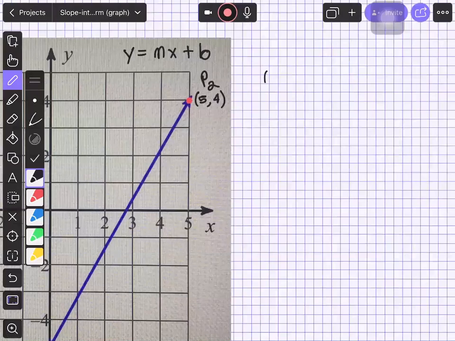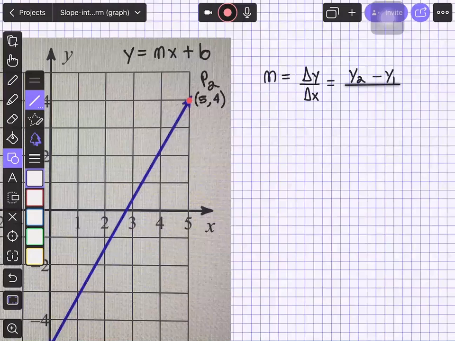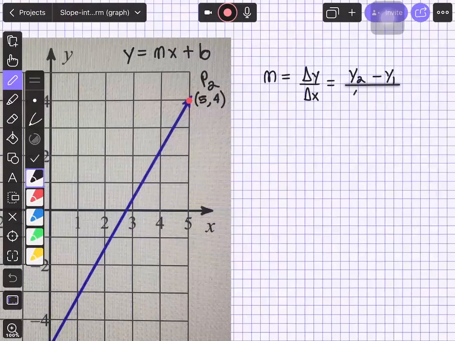The equation for the slope is the differential of y divided by the differential of x. We know that the differential of y can also be written as y2 minus y1, and this will be divided by the differential of x, x2 minus x1.